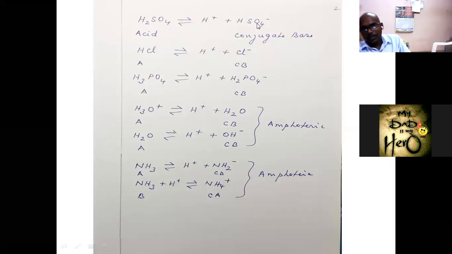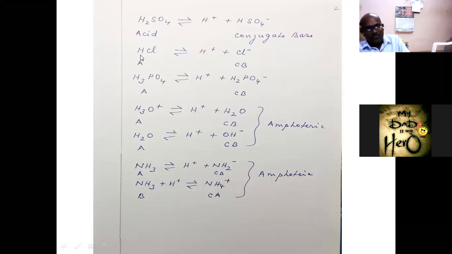If you look at the reverse direction, HSO4 minus is a proton acceptor. When you look at the equation in the reverse manner, HSO4 minus is a proton acceptor. Therefore, this is a base. Therefore, this is called the conjugate base of the acid H2SO4.